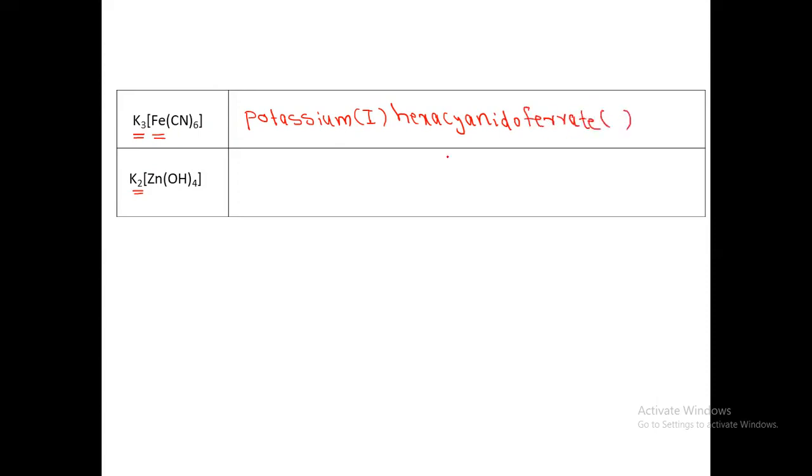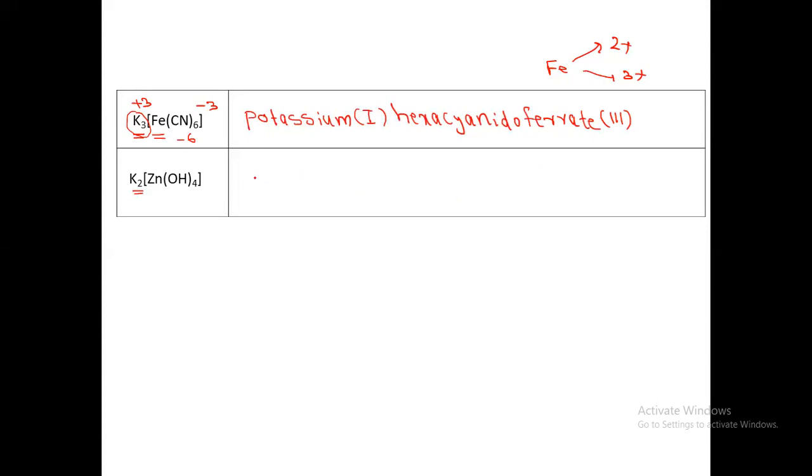Now you have to write the charge. How to find the charge? It's K3 outside, right? So it will be plus 3, 3K plus ion. So the complex balances at minus 3. Cyanide has minus 6. So 3 minus 6 is minus 3, right? So ferrate 3. Otherwise also, if Fe comes, there are only 2 possibilities, either 2 plus or 3 plus. So this is 3 minus 6 is minus 3. So it's ferrate 3. That's it.